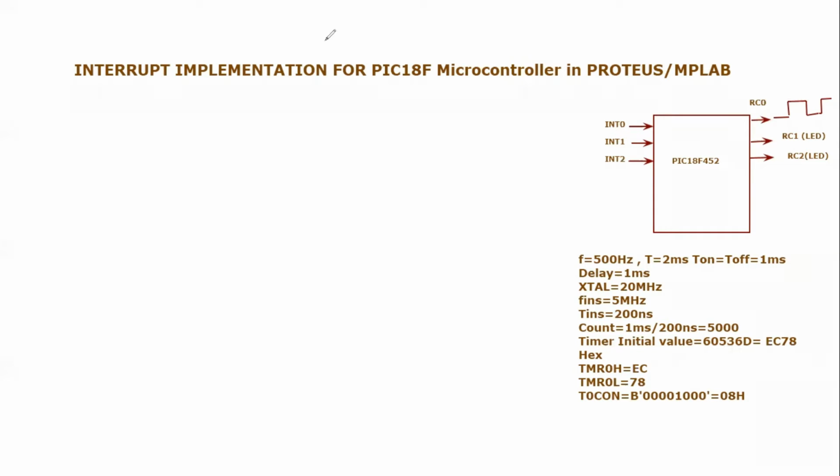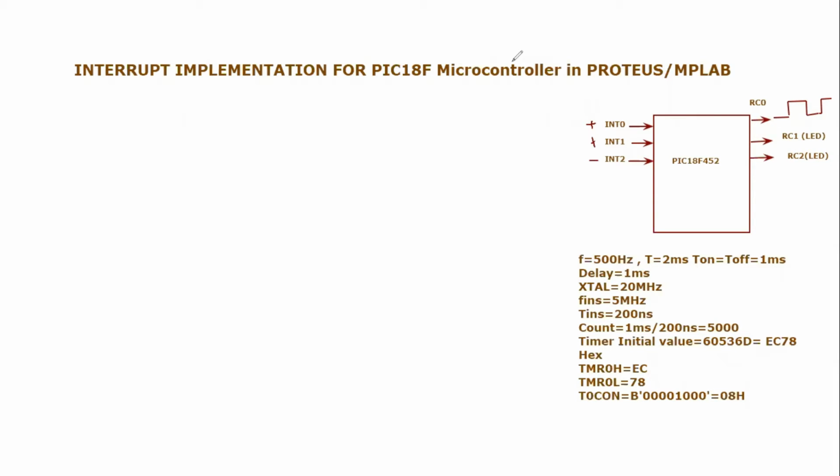So we will use interrupt 0 and interrupt 1 as positive edge triggered, right? And interrupt 2 we will use as negative edge triggered. Okay, before we proceed, two other output pins are used, which are RC1 and RC2. Both of them are connected to LEDs, right?